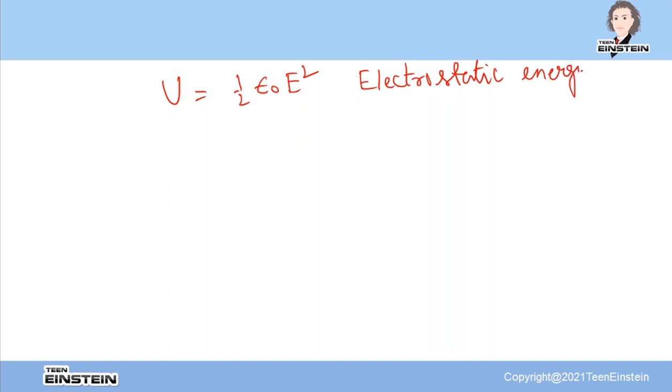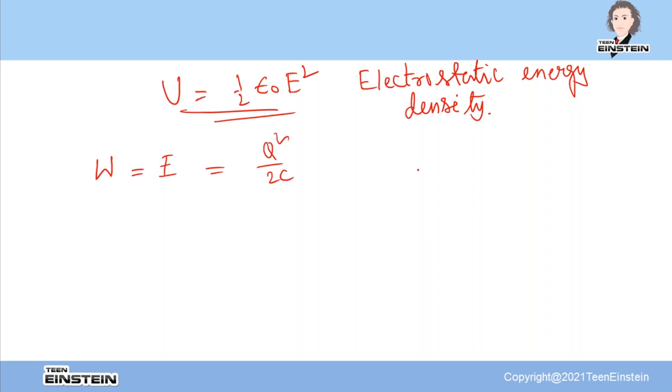This work done, which is nothing but the total electrostatic energy, is q square by 2c, right? Now look, in the parallel plate capacitor you have C equal to epsilon naught A by D, right? This is your expression for the capacitor. We'll just put it here and see what happens. Let me write this first: epsilon naught A by D.